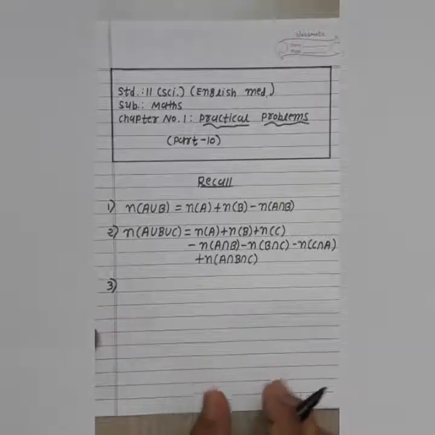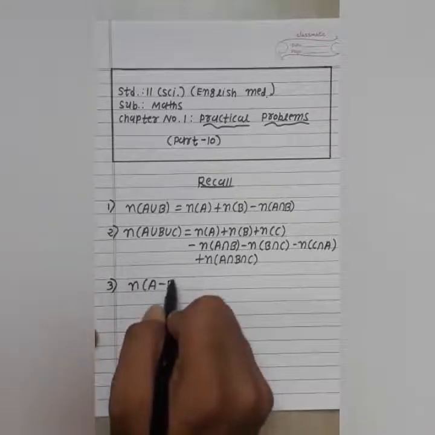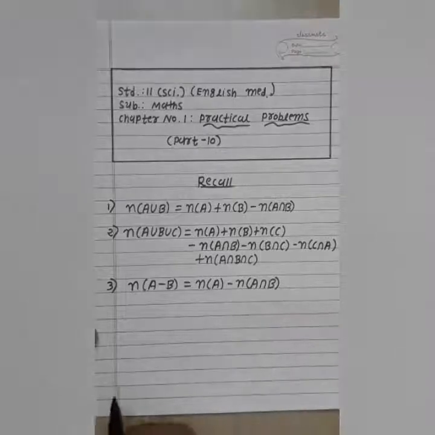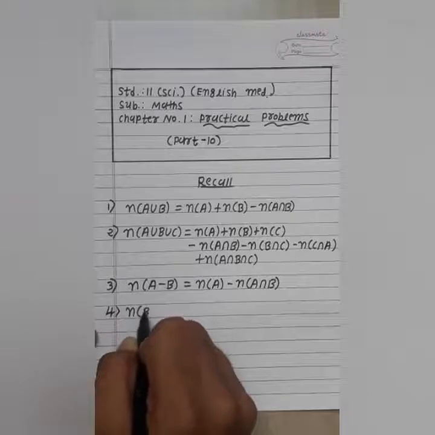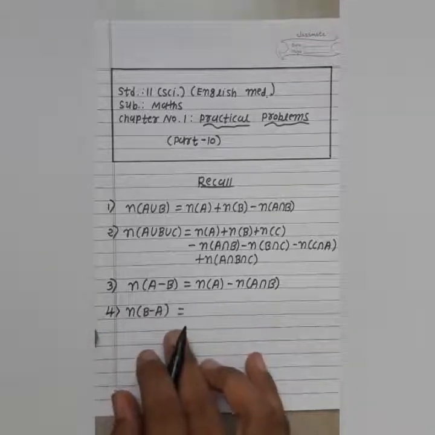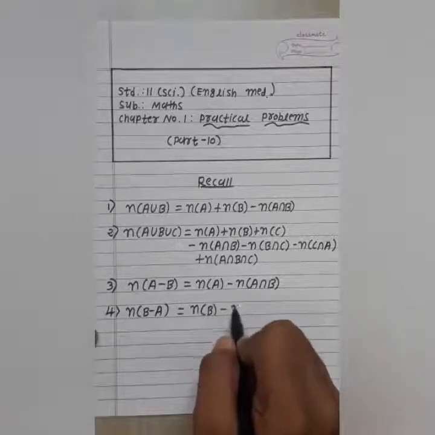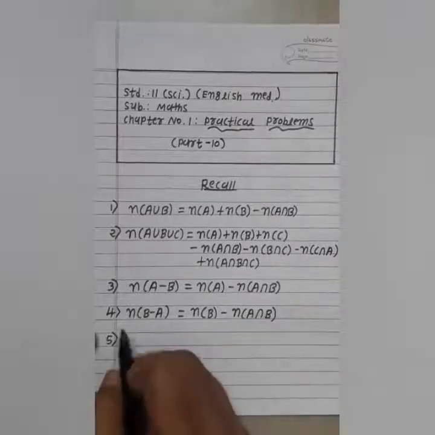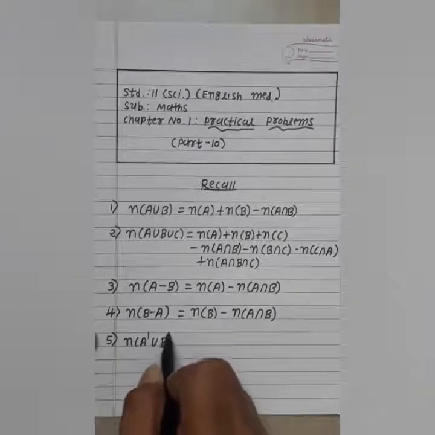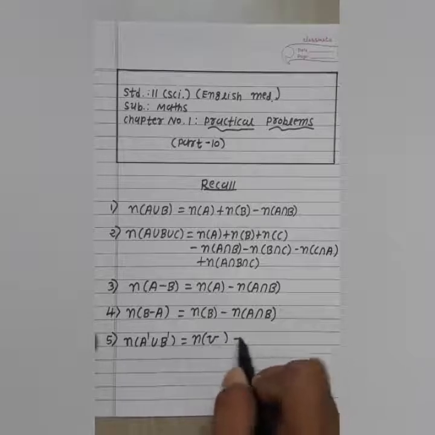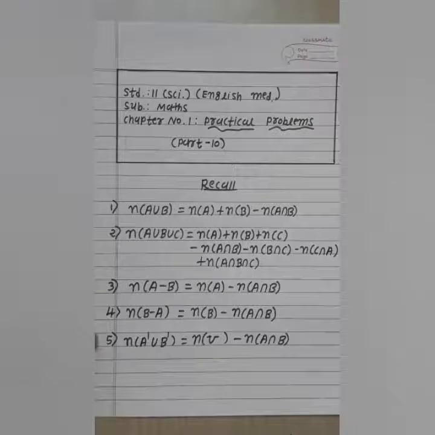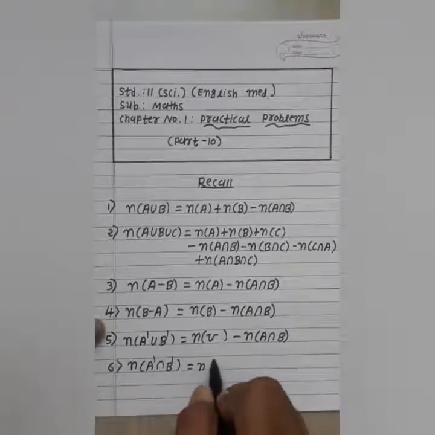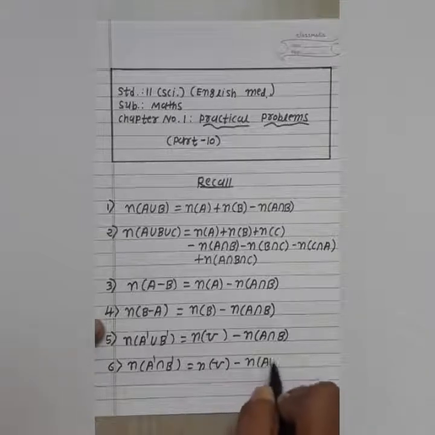Third formula: n of A difference B is equal to n of A minus n of A intersection B. Fourth formula: n of B minus A, otherwise n of B difference A, is equal to n of B minus n of A intersection B. Fifth formula: n of A dash union B dash is equal to n of universal set U minus n of A intersection B. And sixth formula: n of A dash intersection B dash is equal to n of U minus n of A union B.